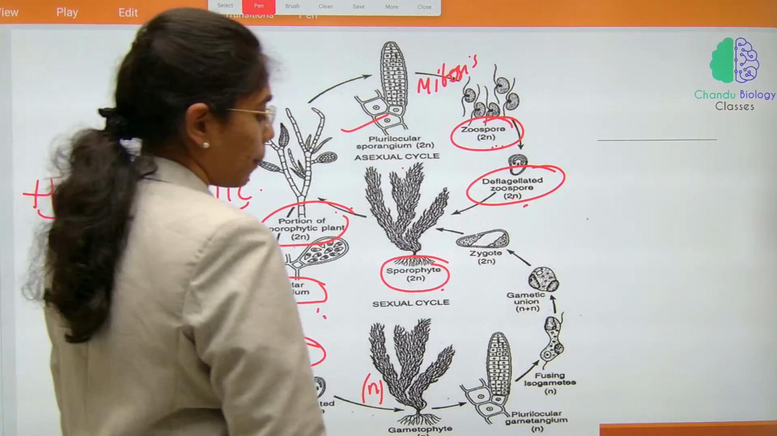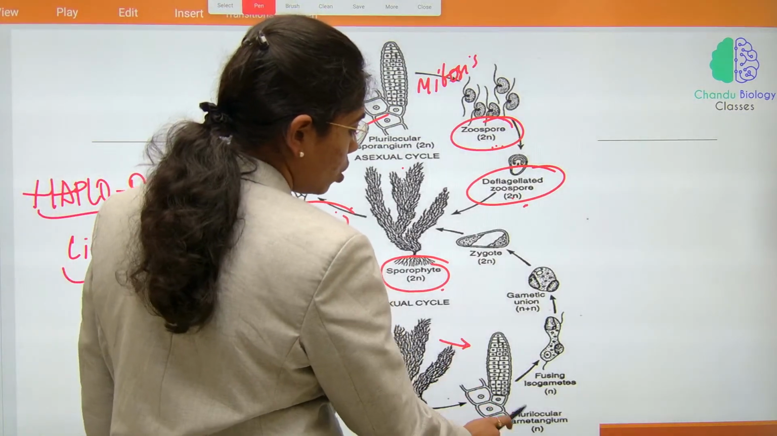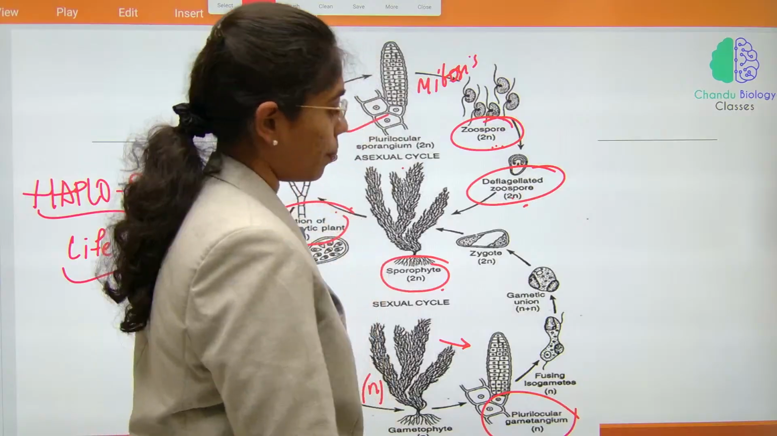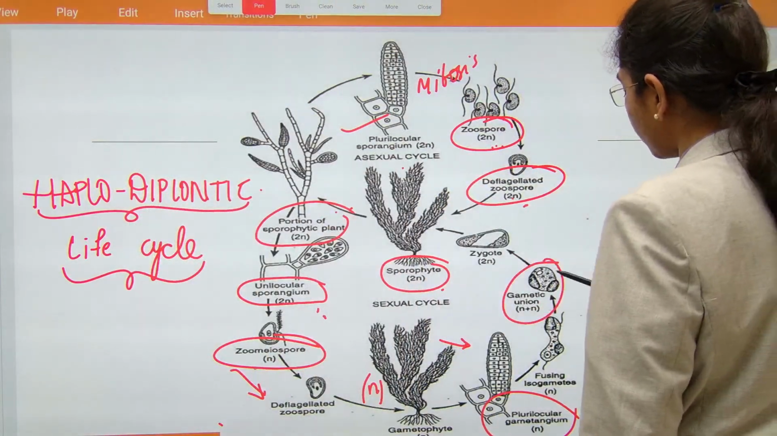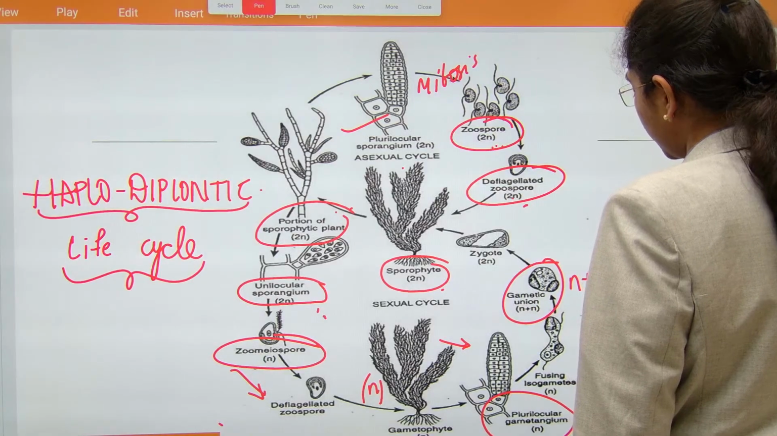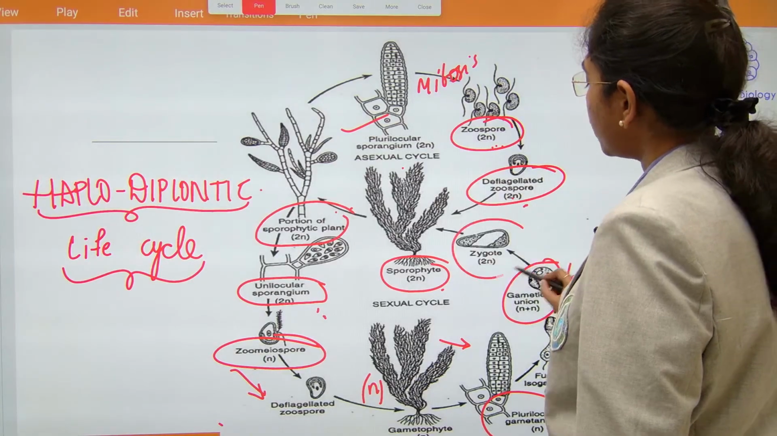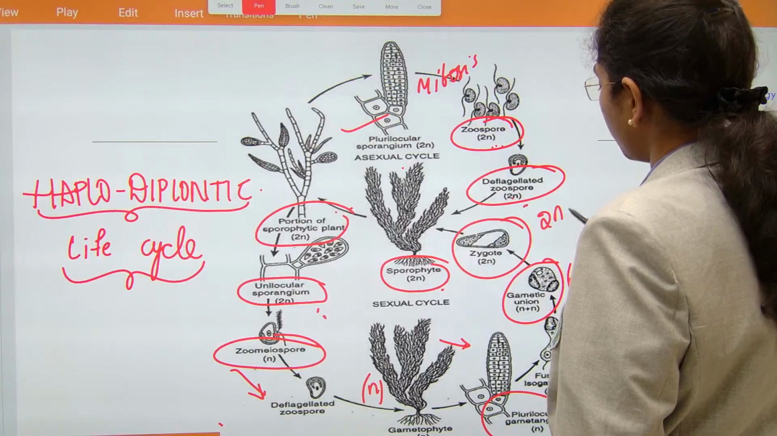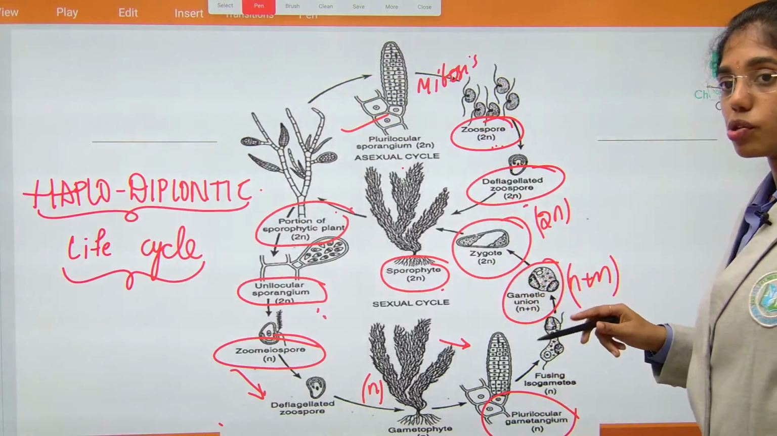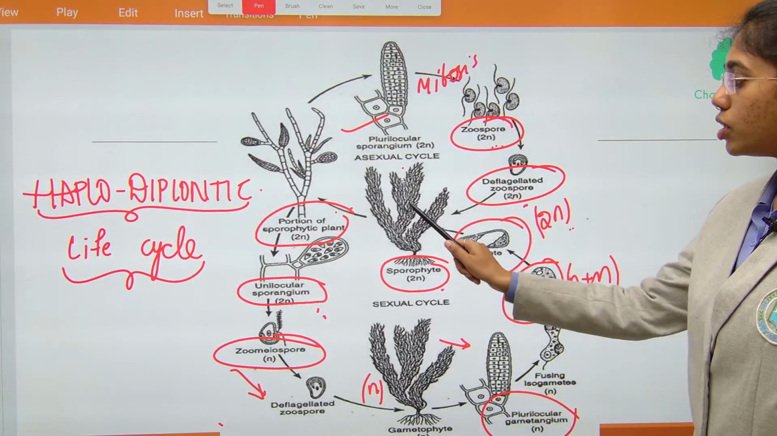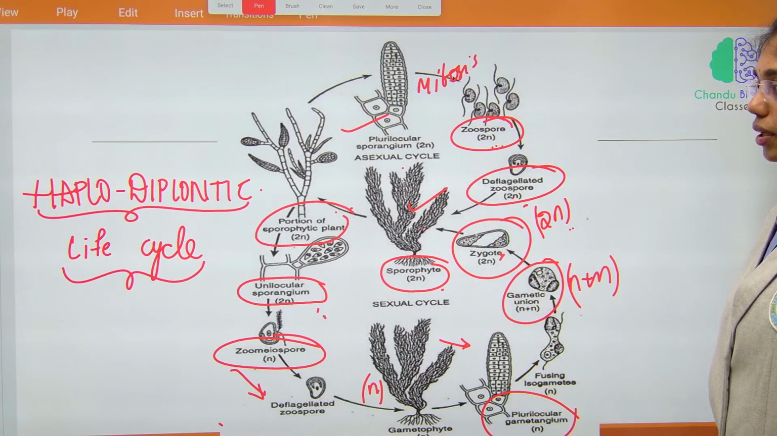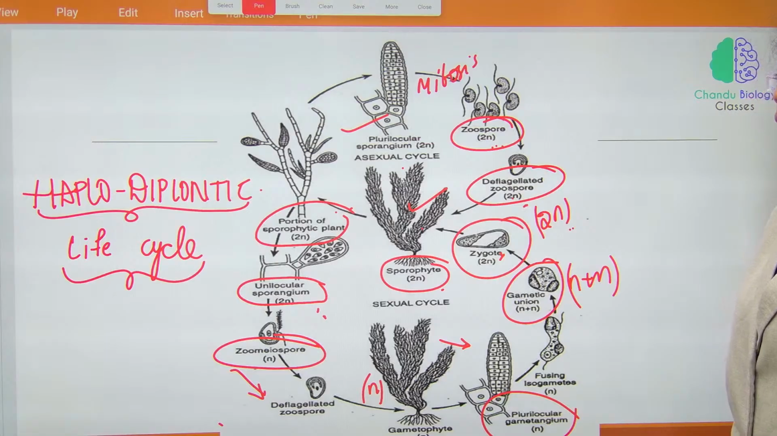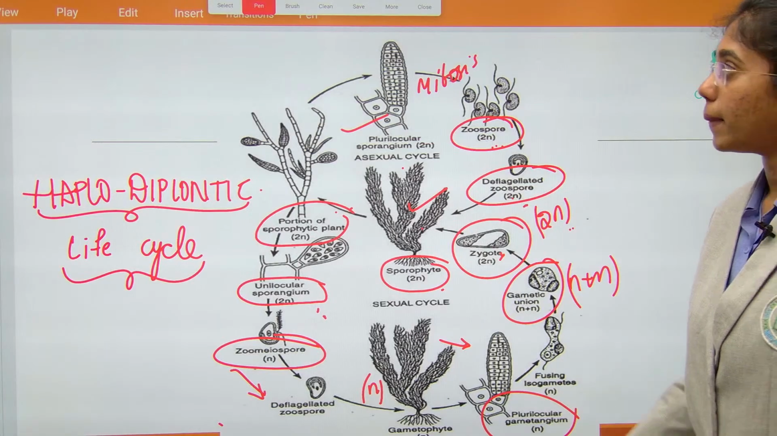The haploid gametophyte later matures to a plurilocular gametangium. Later, after gametic fusion, which is the n plus n condition, a diploid zygote is formed. The zygote later matures into a diploid sporophyte. Clear till here? Any doubt anywhere?